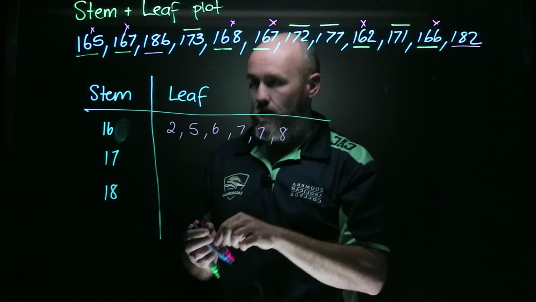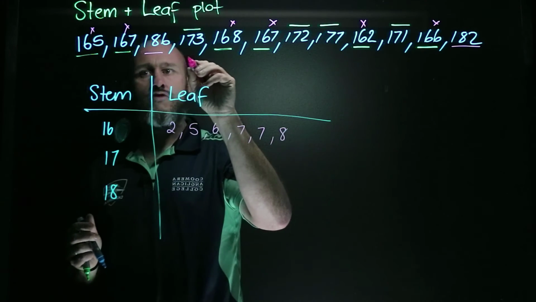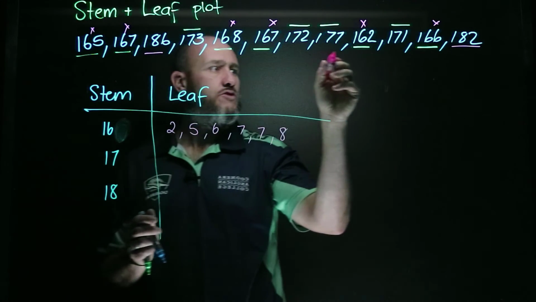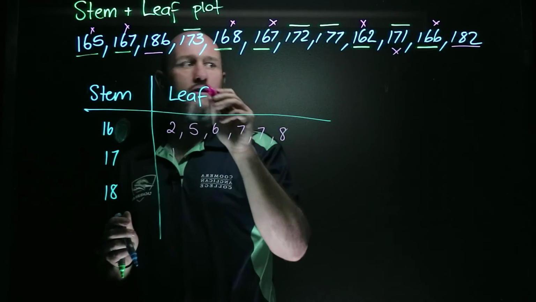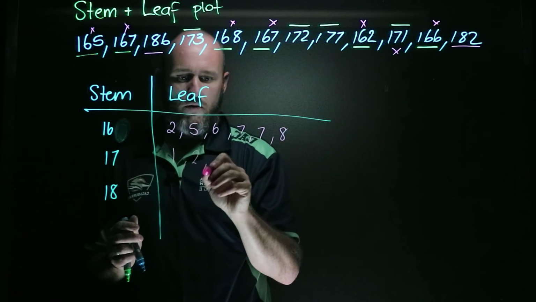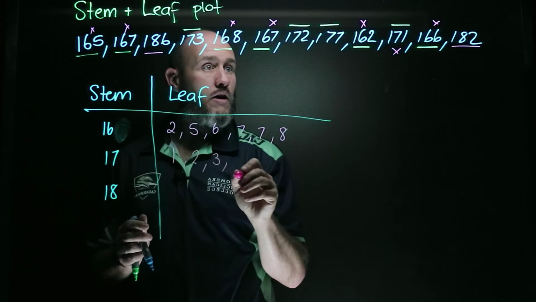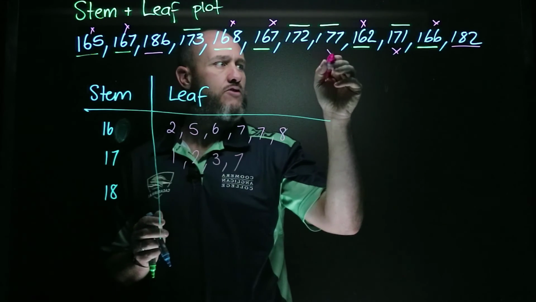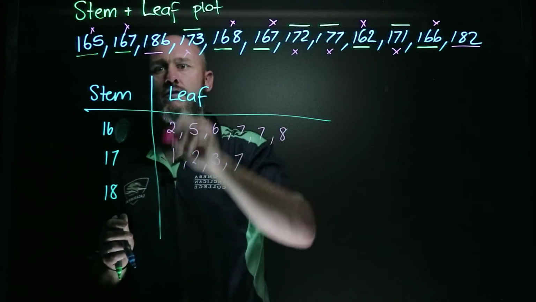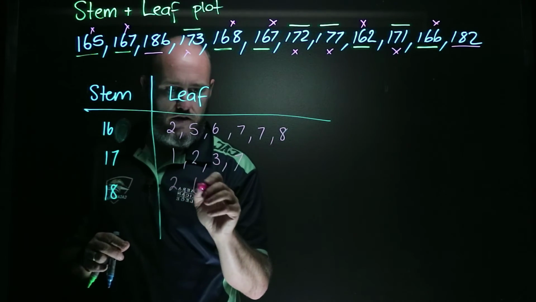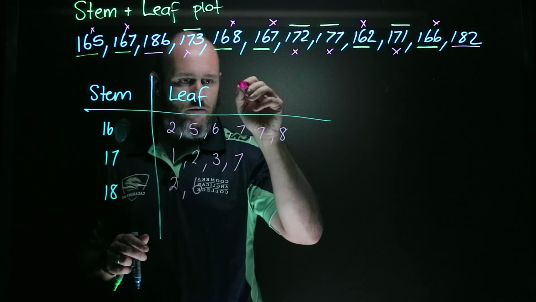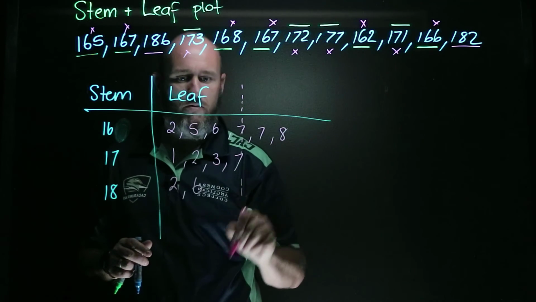Now my 170s are the ones that are above, so I'll go through and cross these off as well. I've got a 173, 172, I've got a 171, I've got a 172, and a 173, and a 177. That's all of my 170s. And I've got a 182 and a 186. So that's 2 and 6. And you notice here that this is my fourth values here, and I've kept them in order.